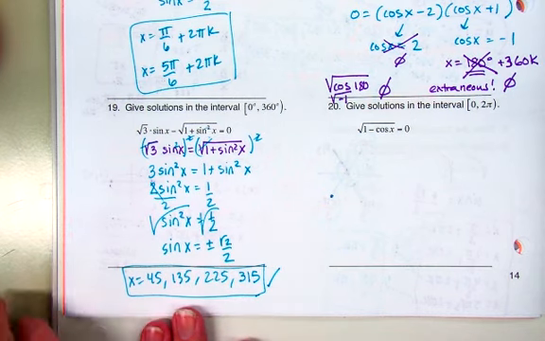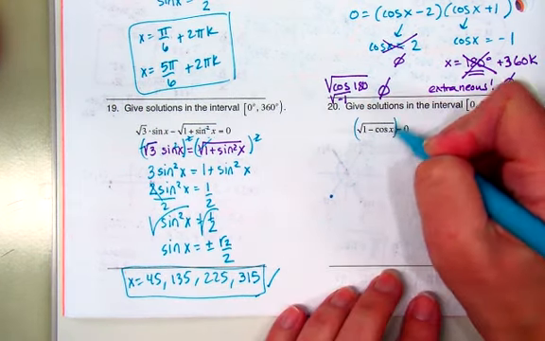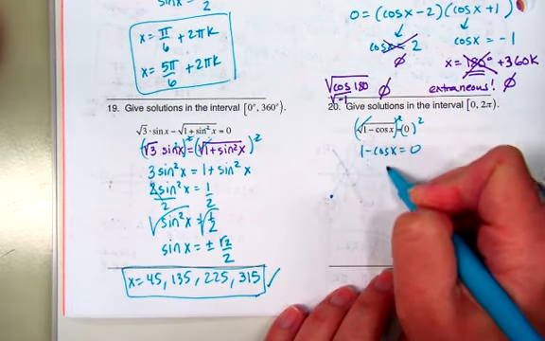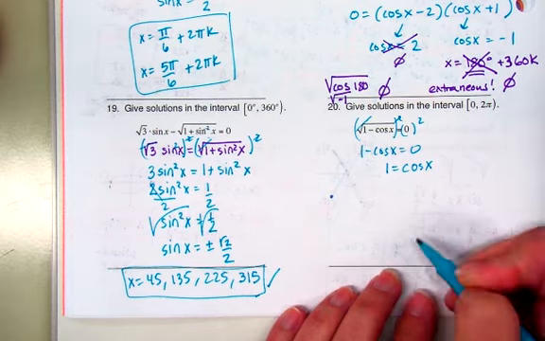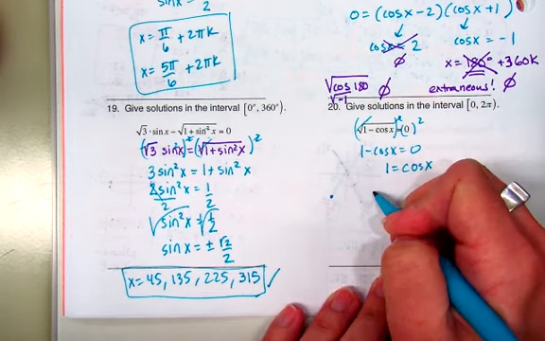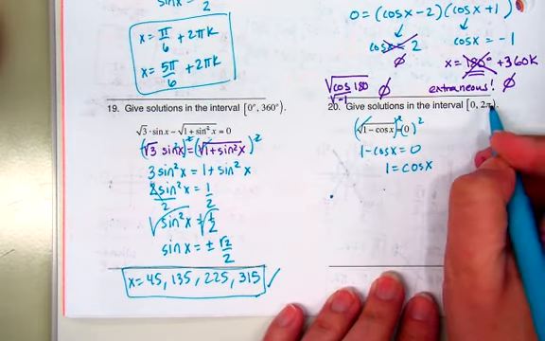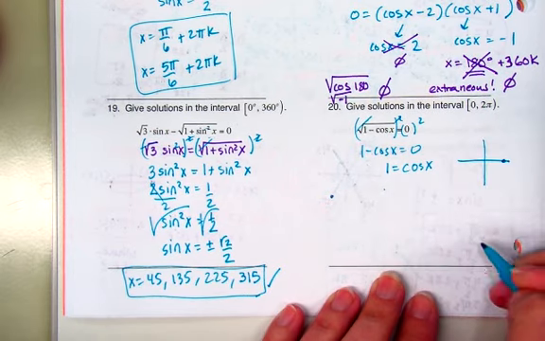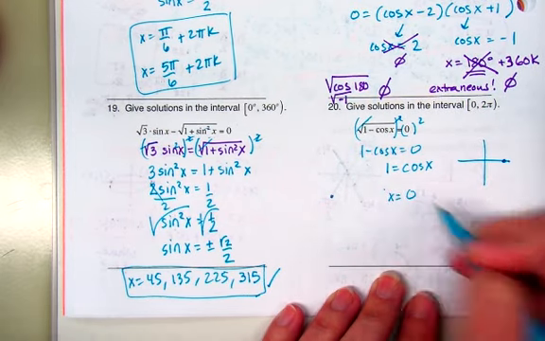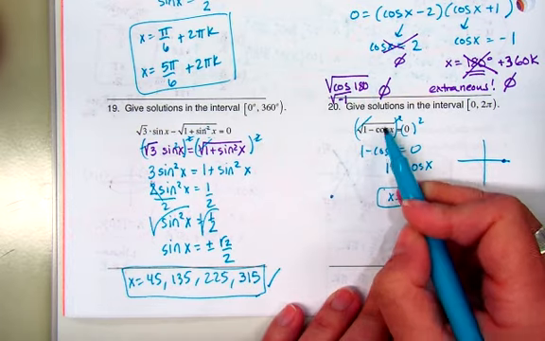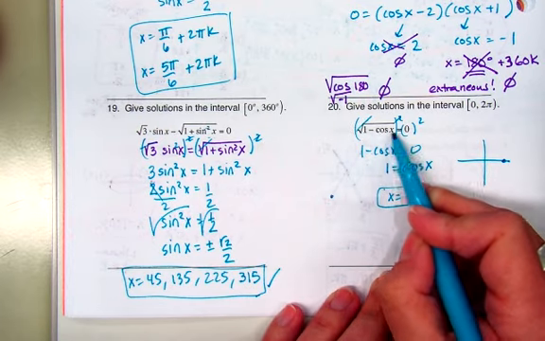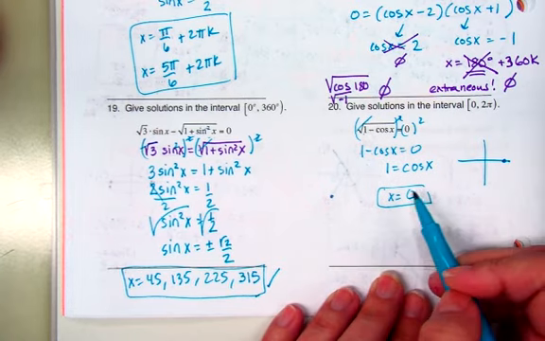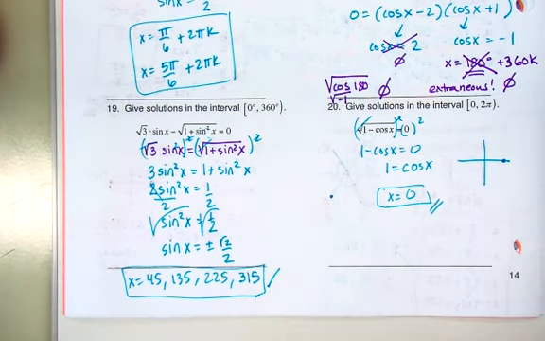All right, last one. Let's square both sides. And I get 1 minus cosine x equals 0, or 1 equals cosine x. So when is cosine equal to 1? And we're just going from 0 to 2 pi. And so cosine is equal to 1 right there. So my answer would just be 0. Plug it back in to make sure it works. 1 minus cosine of 0, which would just be 1. So 1 minus 1 would be 0, square root, and we're good to go.